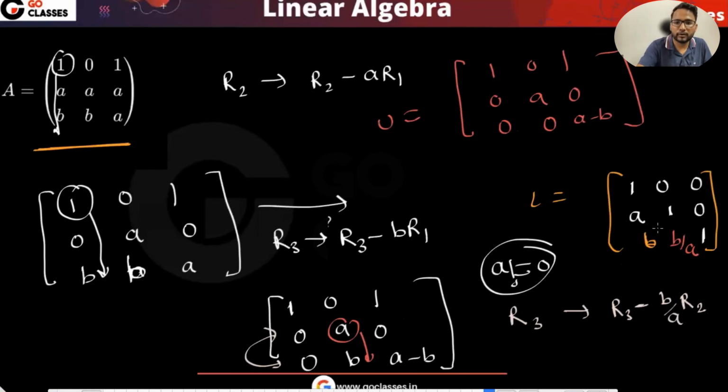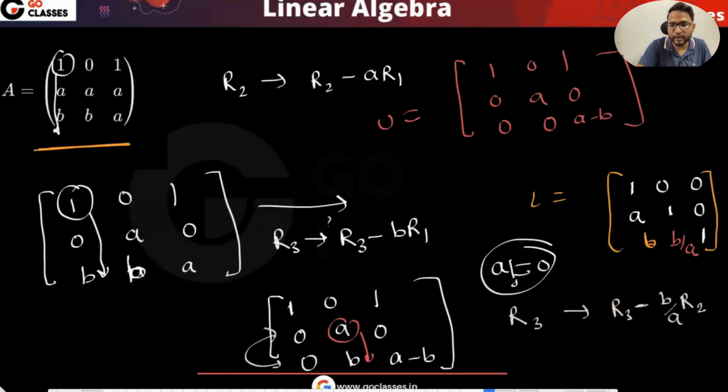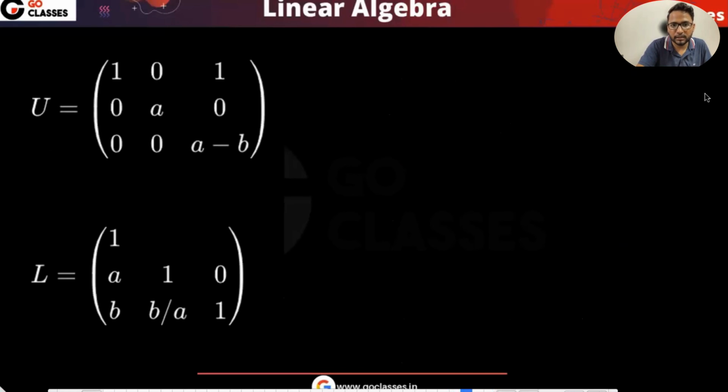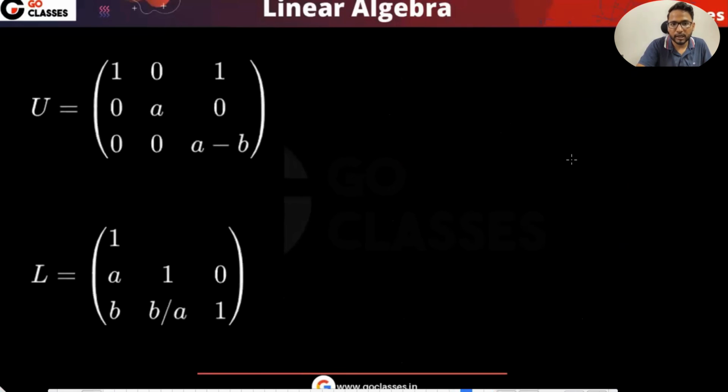If you want, you can verify it. Verify in the sense that you can multiply L and U, and you can check whether you are getting the same answer or not. So this is L and this is U. Let me check. These are same, right? A minus B, these are same. To verify it, you need to multiply L and U, and finally you will be getting the original matrix. So always verify if there is any doubt.